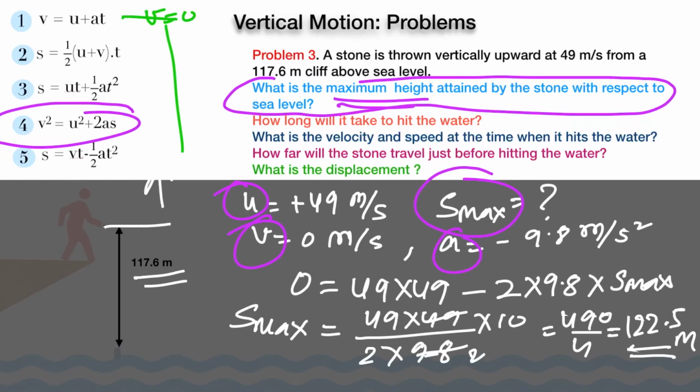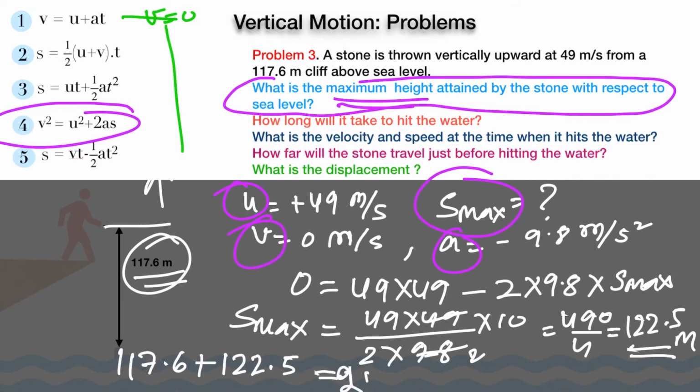Now what is the question asking? The maximum height attained by the stone with respect to sea level. So we need to add this height as well. What is the maximum height here from sea level? It will be 117.6 plus 122.5, 240.1 meter. So that is what S maximum is.